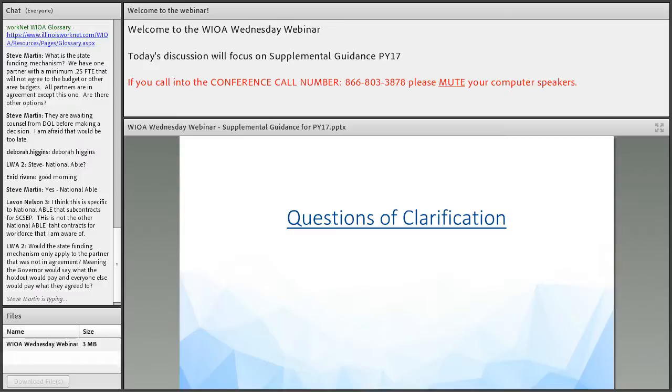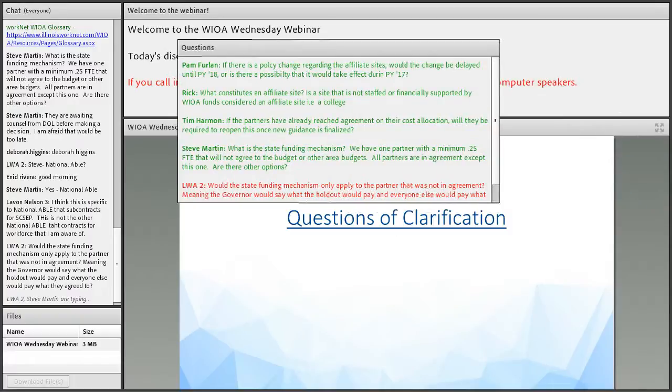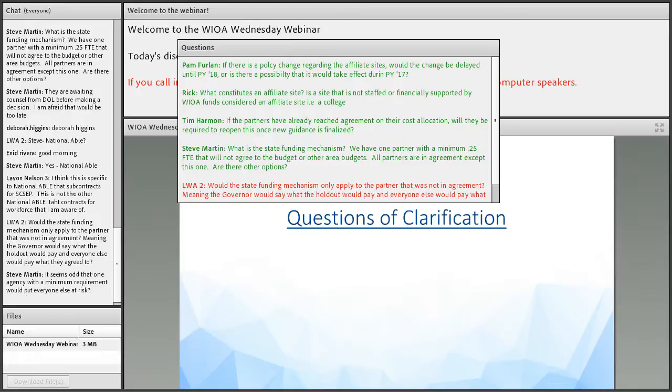I think I'm going to admit that some of the questions might have scrolled, so I'm not seeing them right now. I'm going to go with the one that I see from LWIA 2. Would the state funding mechanism only apply to the partner that was not in agreement? Meaning the governor would say what the holdout would pay and everyone else would pay what they agreed to. That's not the case. If a local area is at impasse and the state funding mechanism kicks in, then the governor sets what every partner will pay.